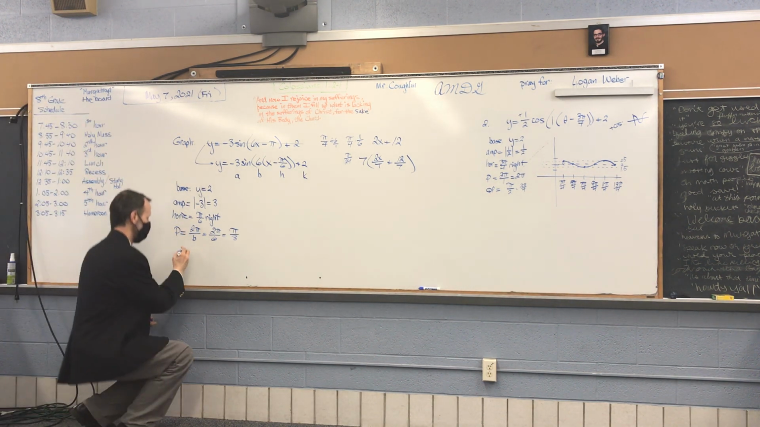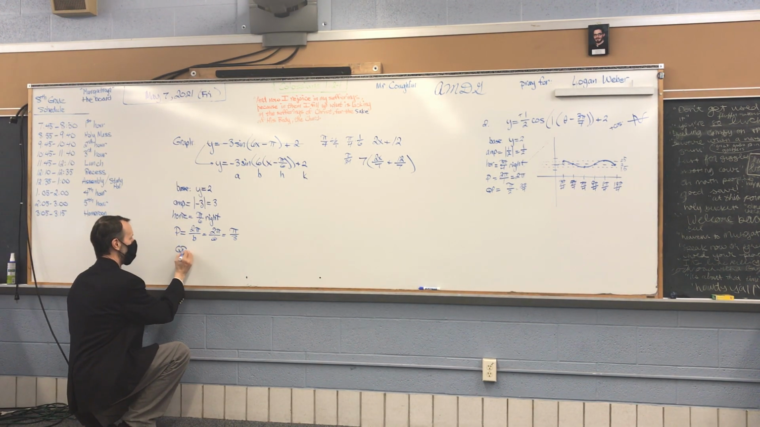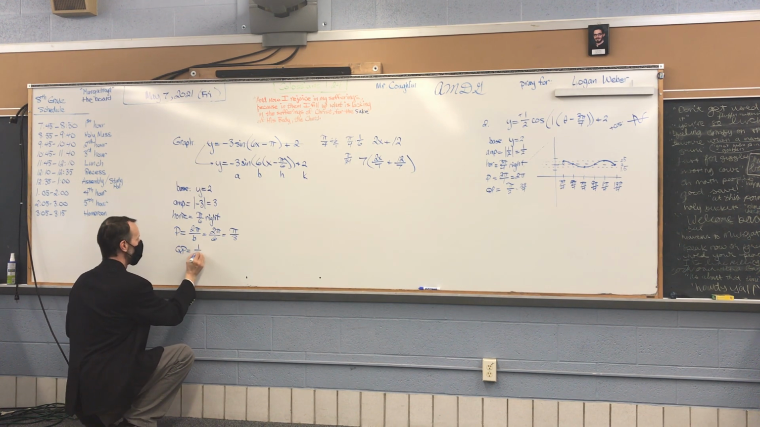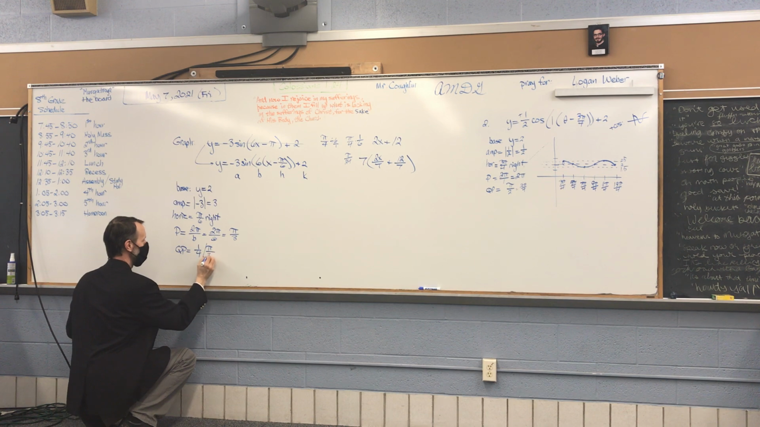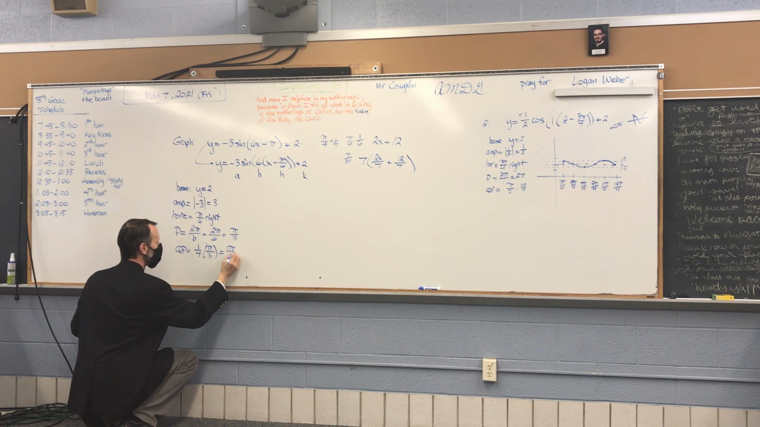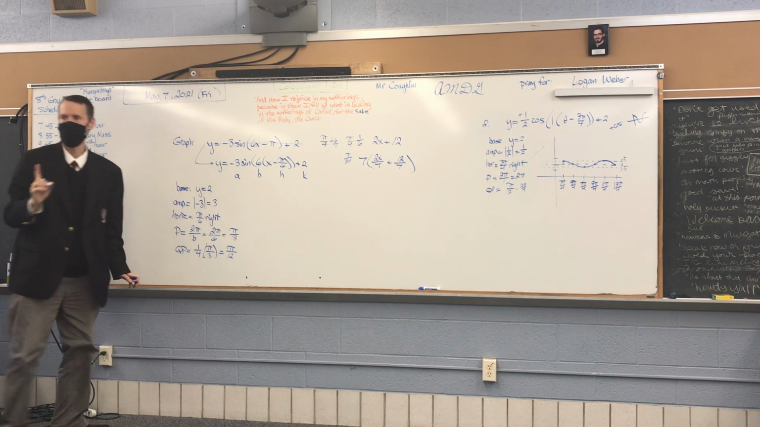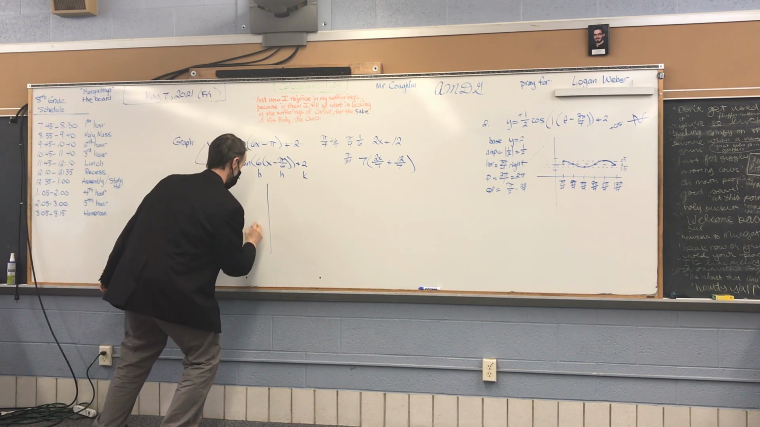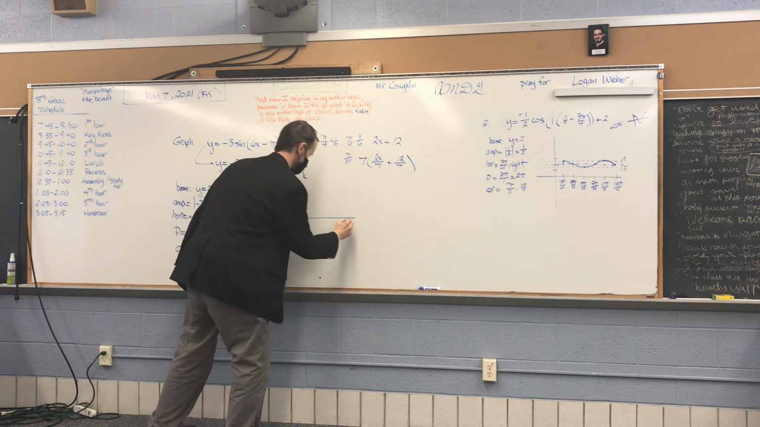Can somebody give me the quarter period? 1/4 of pi over 3, multiply those and you get pi over 12. You're going to have to count by pi over 12s in order to graph this thing. Speaking of which, let's graph it.